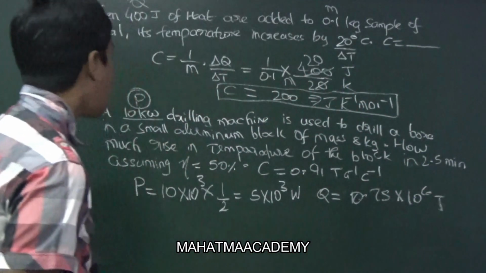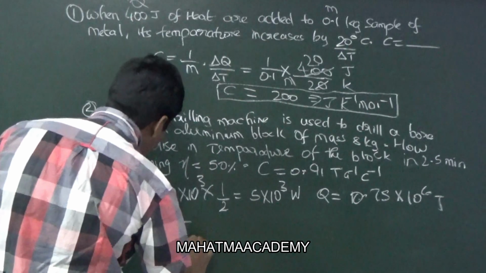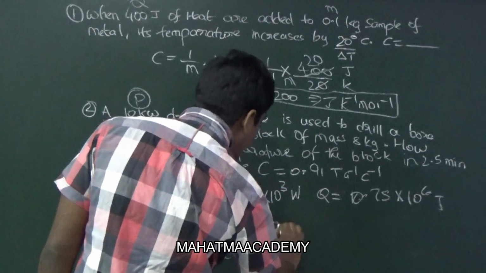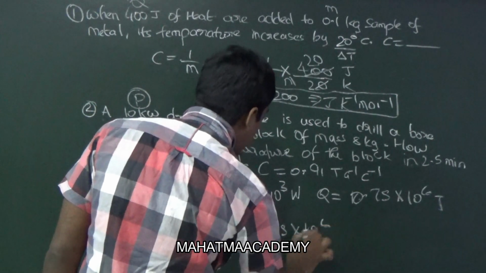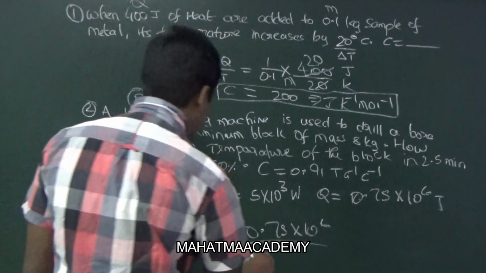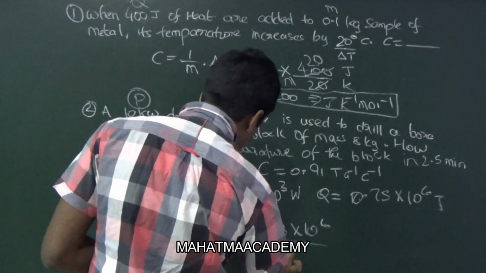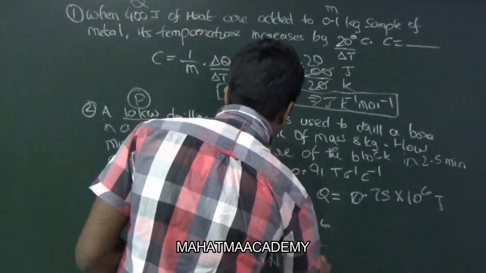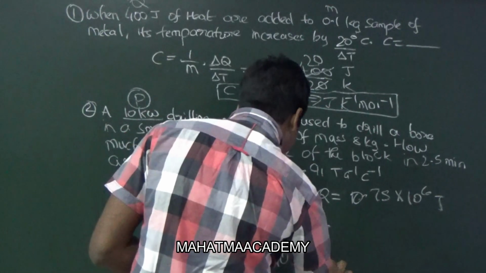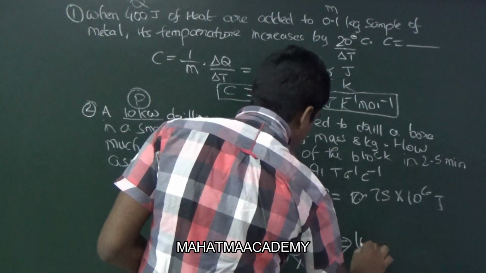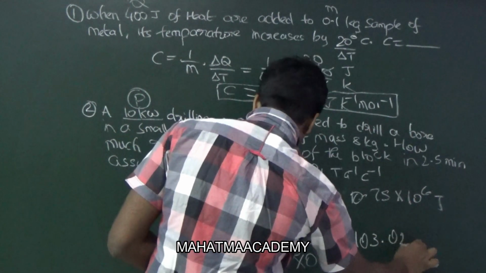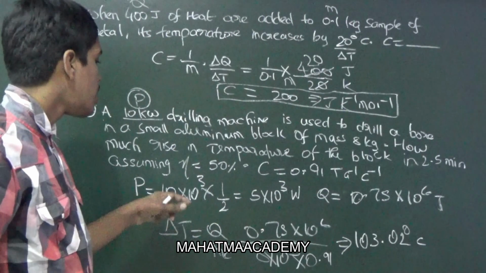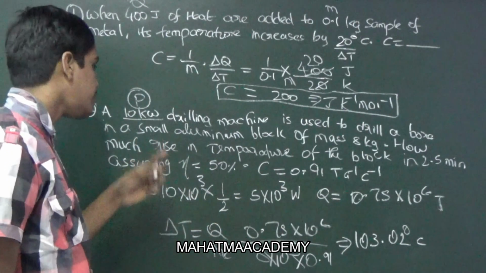This is the one. Now delta T is equal to Q upon mc. Delta T is 0.75 into 10 to the power of 6 upon m. What is the value of m? It is 8, but in the question the specific heat is per gram, so we want to convert it into grams. Into 0.91. So the value will become 103.02 degrees Celsius in temperature. Okay, this is a simple question, but if you use some logic, you can solve it easily.